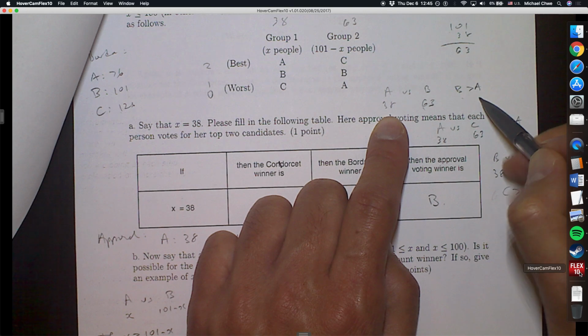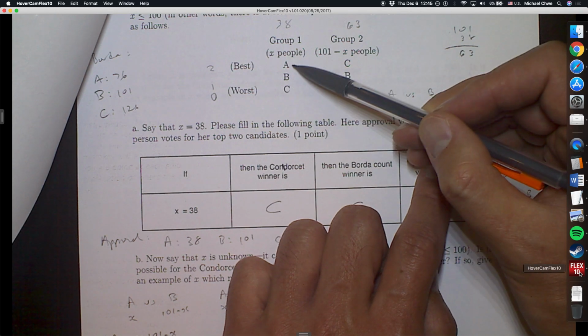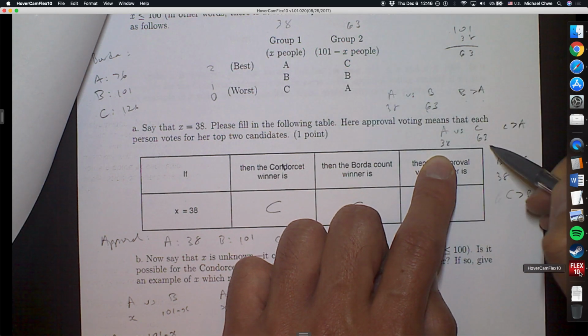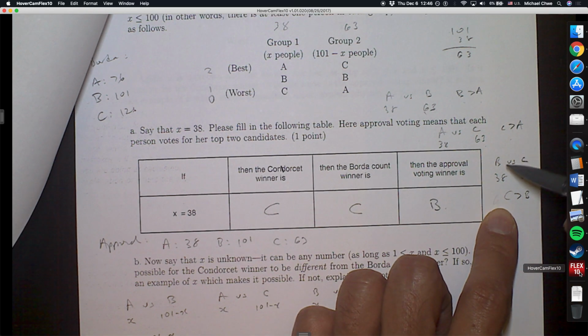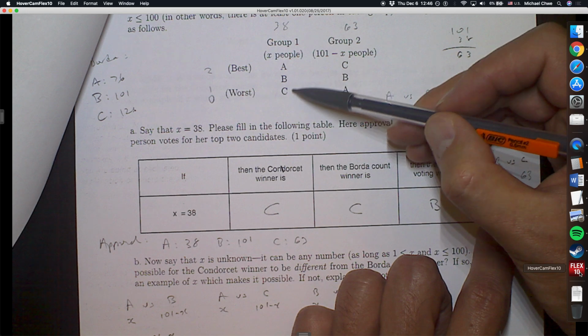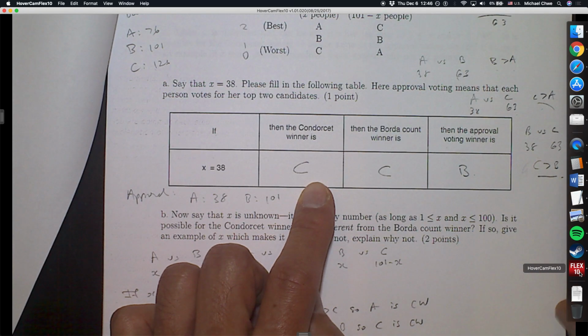So B beats A. Did you get that? Now I do A versus C. Between A and C, 38 people vote for A, 63 vote for C, so C beats A. And then between B and C, 38 vote for B, 63 vote for C, so C beats B. So C beats A and B, therefore the Condorcet winner is C. How many people got that? Okay, that's pretty good.